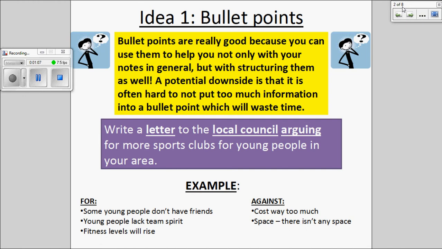Okay, in this example, it says write a letter to the local council arguing for more sports clubs for young people in your area. At the start you always need to work out your purpose, your audience and your form. So the purpose here is arguing, the audience here is the local council, and the form is a letter. As you're arguing, you will need to give both sides. You need to talk about the fors and the againsts. In the example at the bottom, you've got 3 bullet points under for, for example, fitness levels will rise, while you've got 2 under against, such as the fact that it might cost way too much. In this example, straight away, you've already got 5 key points that you can include in your assessment.